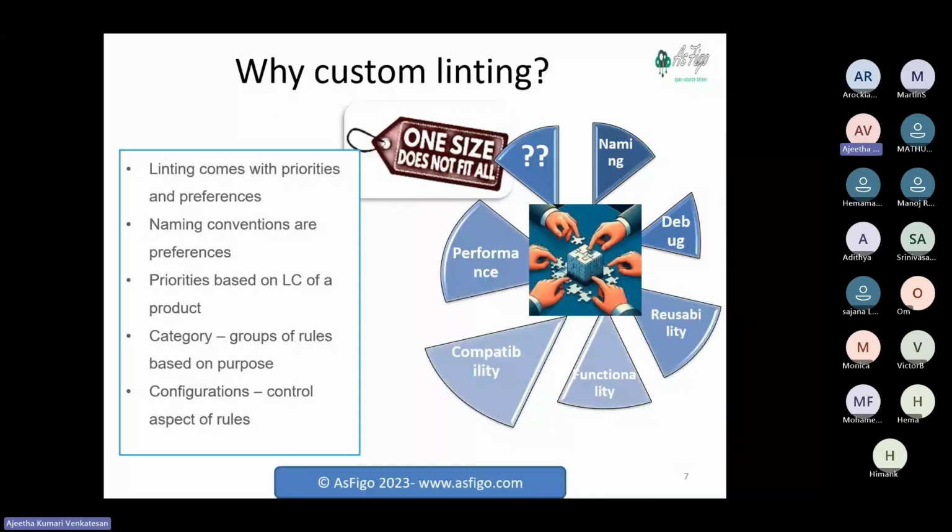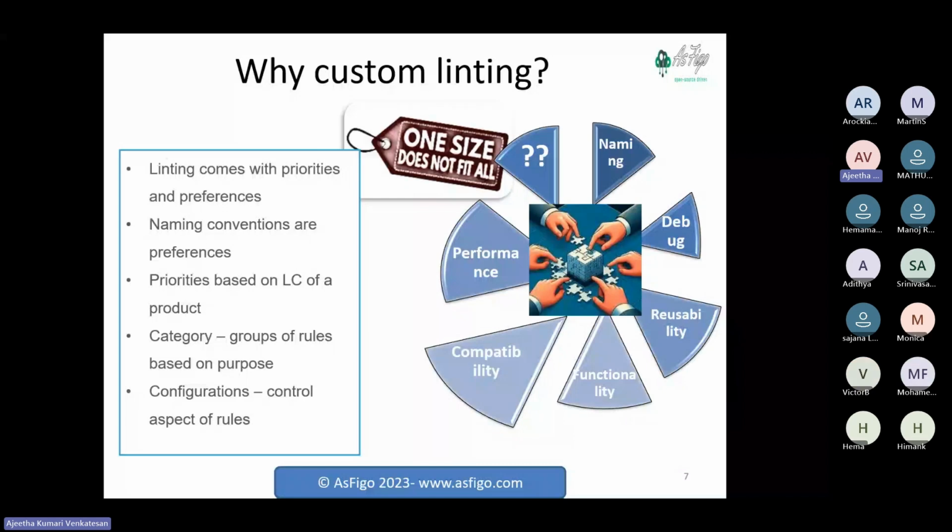All right. So say I'm coming from a different domain, my products are different, and my priorities are different. There are different global teams. They have their own priorities and tastes, and their own set of guidelines. So how do we solve this using a one size fits all approach? That is no more going to fit here. So you need a custom linting.